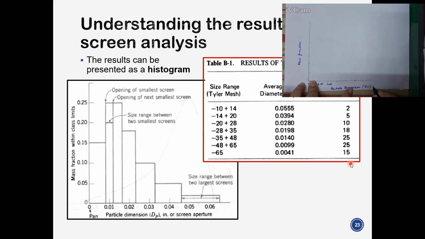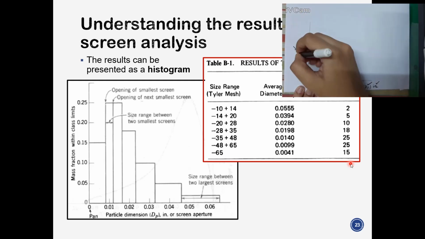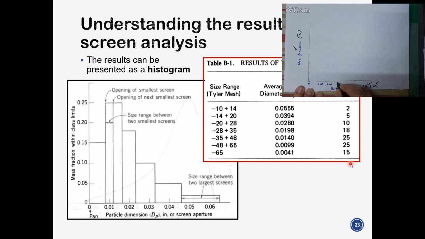dp in inches. Whenever you draw this sort of graph, please make sure that you have the axis labels. If you don't write the whole thing, at least write the symbol, and write the units. If it's unitless, that's fine. And include your axis numbers.